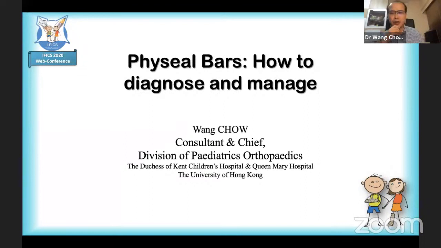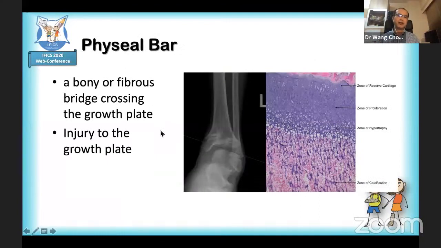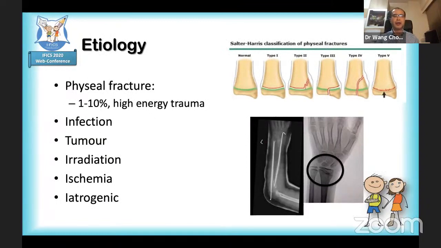So I'm going to talk about how to make a diagnosis and manage physeal bars. A physeal bar, by definition, is a bony or fibrous bridge crossing the growth plate. It's usually the result of injury to the reserve zone of the growth plate. As mentioned before, the physeal bar actually occurs in around 1 to 10% of all physeal fractures.